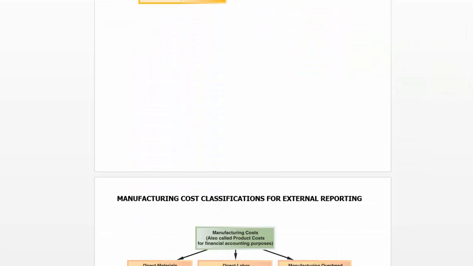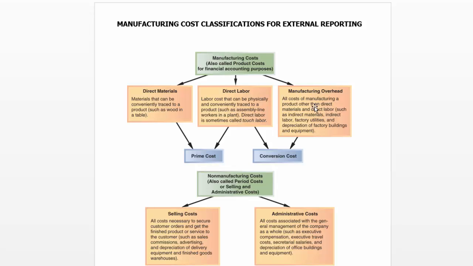So again, just a couple more quick things to go through in this little model here. All our manufacturing costs, which are also called product costs, are materials, labor, and overhead. And it gives a description. They also call the materials and the labor the prime costs because they're traceable and worth tracing. And then when you take labor and overhead together, those two are called conversion costs because it's the costs that you incur converting the materials into a usable product. The other costs now are called non-manufacturing. They're called period costs or selling and administrative costs.